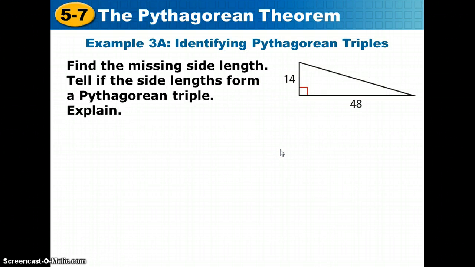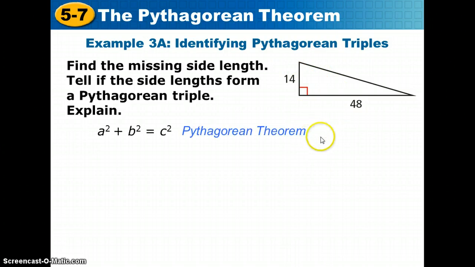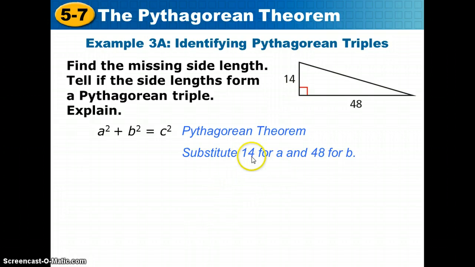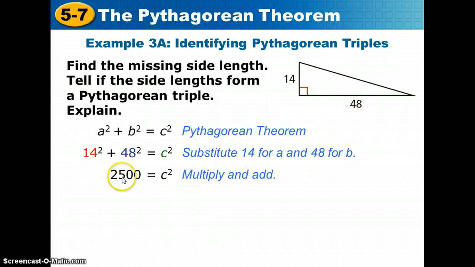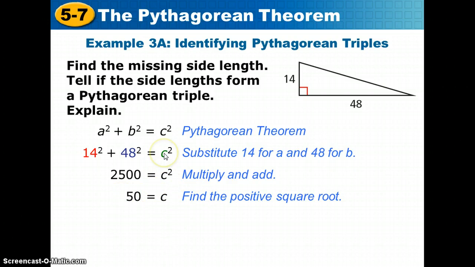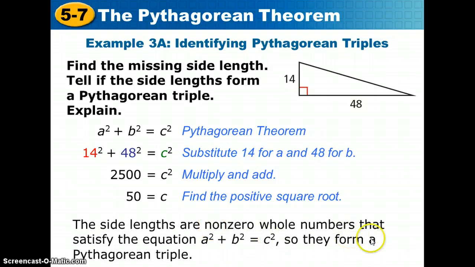So for example 3a, we want to identify Pythagorean triples. We want to find the missing side length and tell if the side lengths form a Pythagorean triple. So let's take a look at how we should begin. To find the missing side length, we use our Pythagorean theorem because we know it is a right triangle. So we substitute 14 for A and 48 for B, and we find out what C equals. 2500 equals C squared. If I take the square root of both sides, C is 50. Since A and B are both integers, 14 and 48 are integers, and C is also an exact integer, the side lengths are non-zero whole numbers that satisfy the equation, so they form a Pythagorean triple.